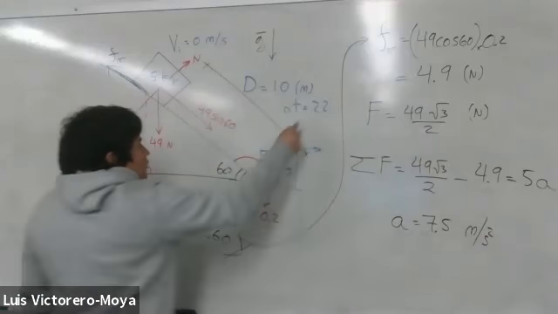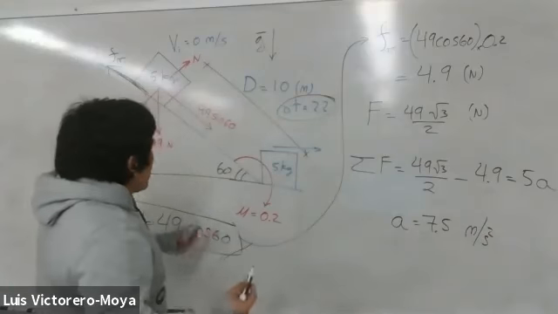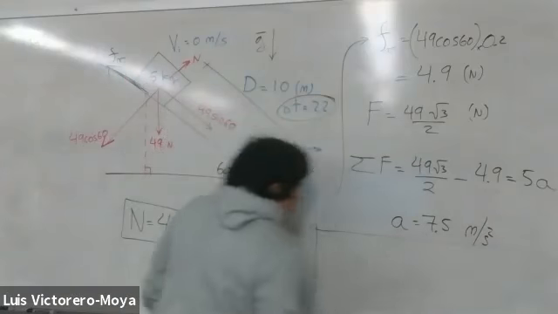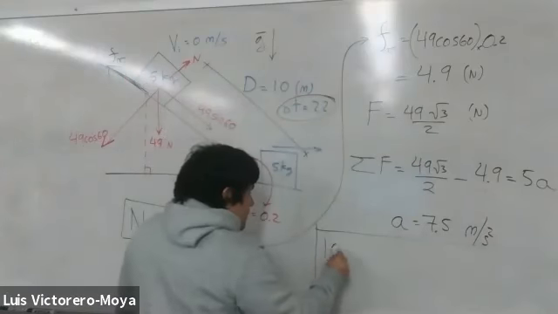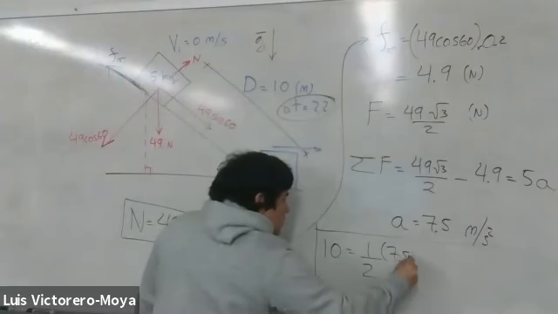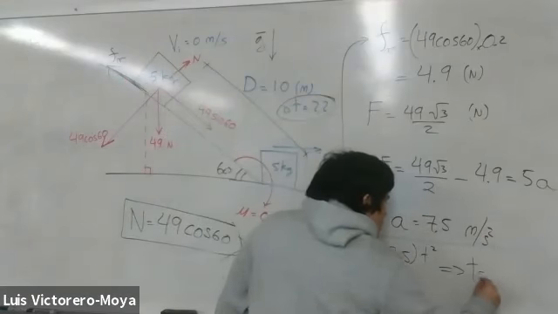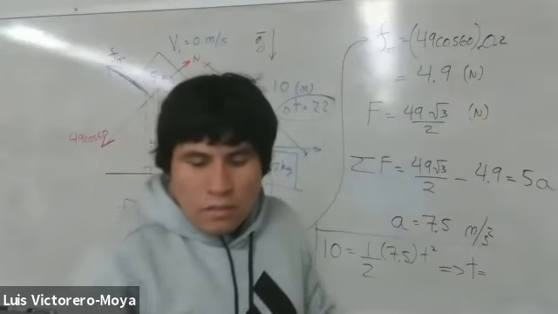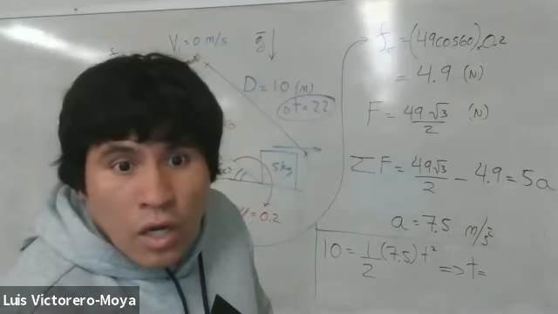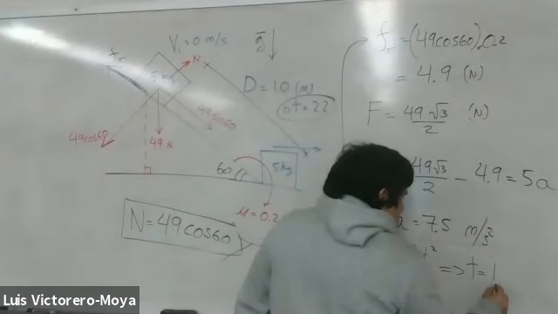But that's not the end of the problem. I want to find time. It's free fall, sort of, right? Its initial speed is 0. To find that time, you will do the distance equals to 1/2 acceleration t squared. So time will be 20 divided by 7.5 and the square root, 1.63, 1.6 seconds.